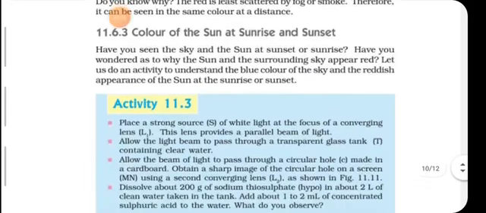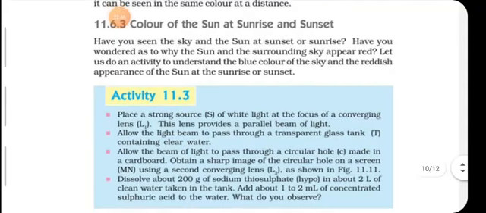Let us move on to the next topic, and that is the color of the sun at the sunrise and the sunset. Have you seen the sky and the sun at sunrise or the sunset? Yes, of course we have seen the sky at the sunrise and the sunset. Does it look familiar to the daytime?